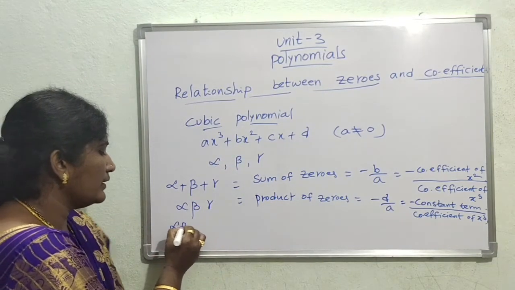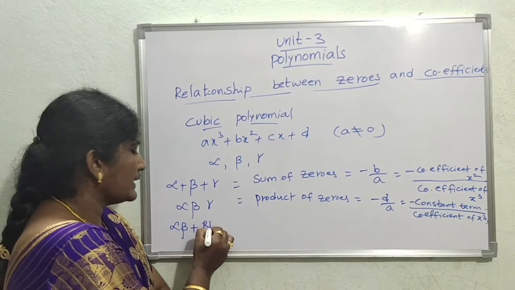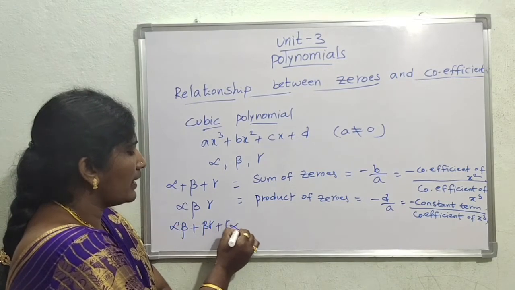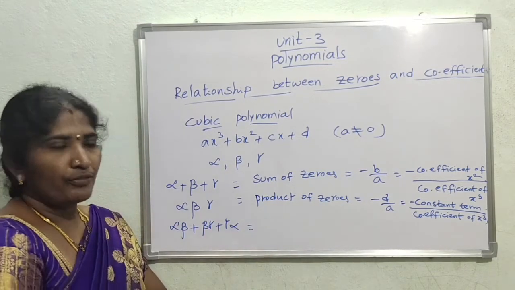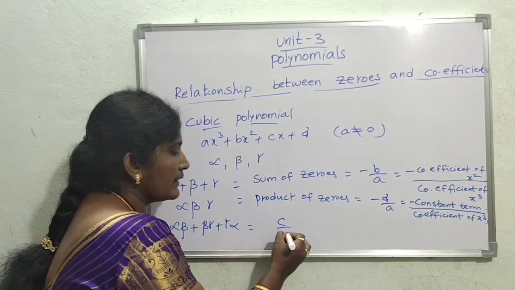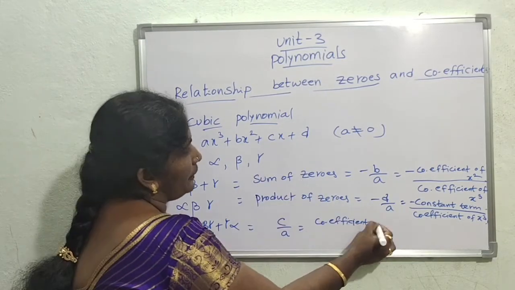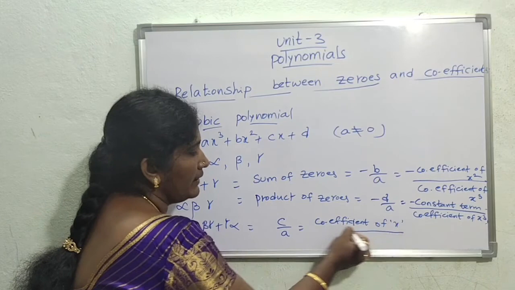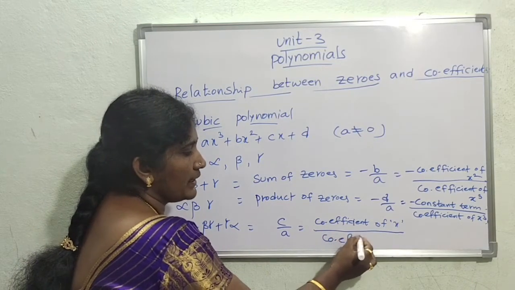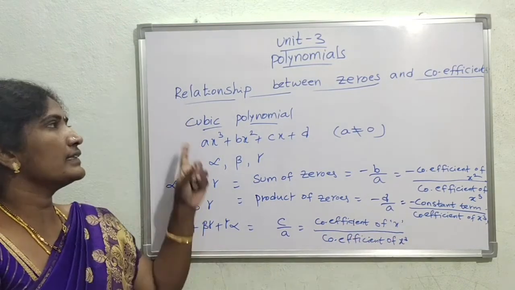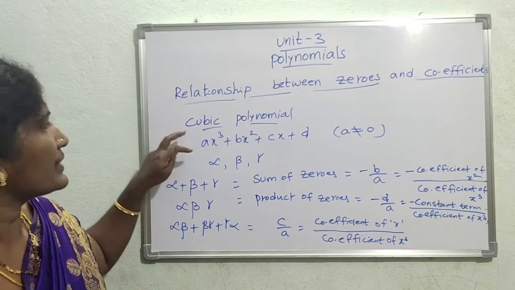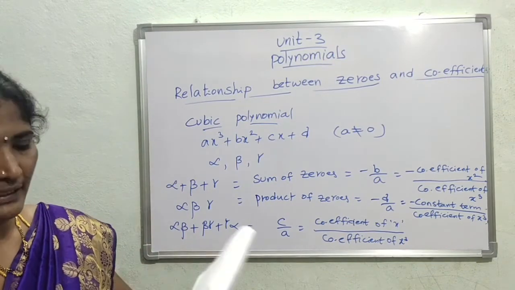Next, one more formula: alpha beta plus beta gamma plus gamma alpha is equal to c by a. C means coefficient of x and a means coefficient of x cube. This is the relationship between zeros and the coefficients in a cubic polynomial.